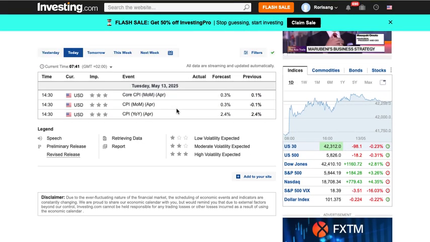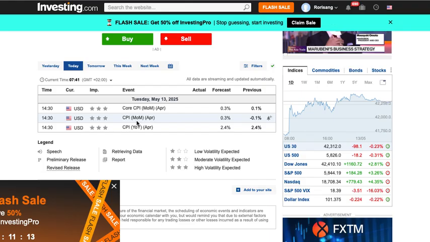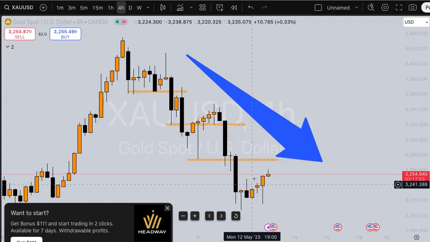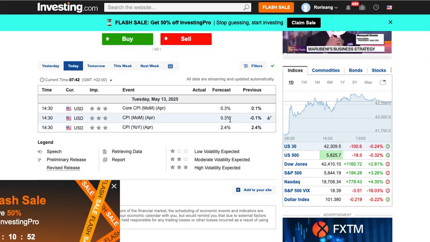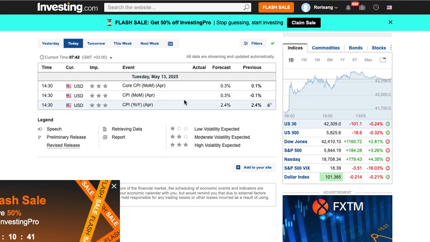So we're on this one. Let's look at the forecast. The forecast is bigger than the previous. Since our forecast is bigger than the previous, what does that mean? It means that when we have a bigger reading than our previous, we will have a strong dollar. That's why we will be selling on CPI today. Our only problem is this one, because they are both equal.